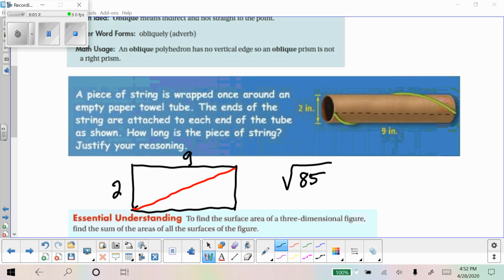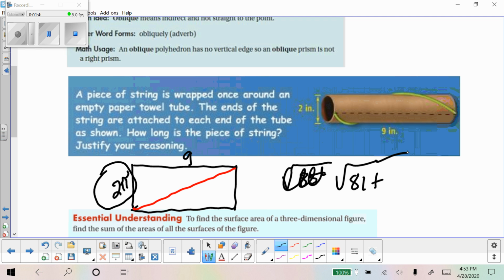When you unwrap a cylinder, you get a rectangle. Actually, it's not the square root of 85. I forgot to find the circumference here. So this number right here should be the circumference, which would be 2 pi. So that would change this to the square root of 81 plus 2 pi squared, which is 4 pi squared. That would give you the circumference.